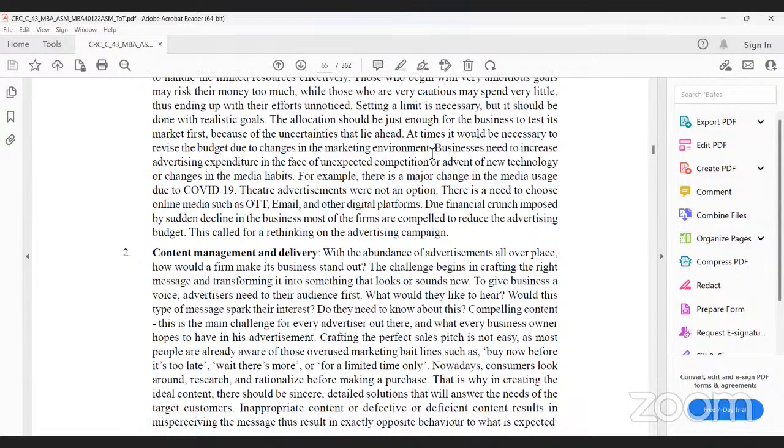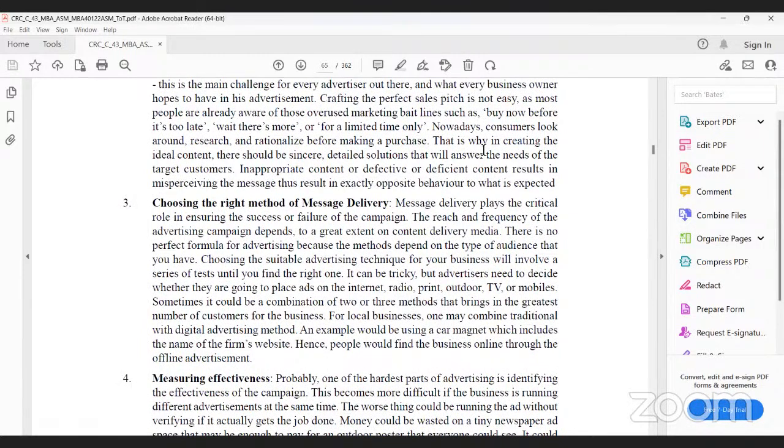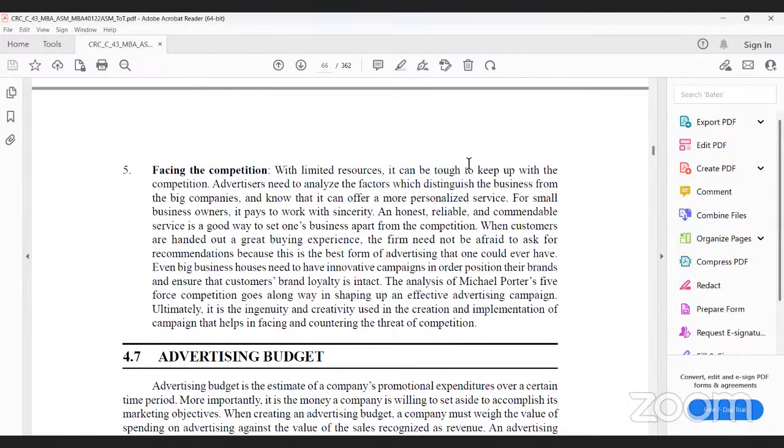With this abundance of advertisements, choosing the right method of message delivery matters. Message delivery plays a critical role in ensuring the success or failure of a campaign. The reach and frequency of the advertising campaign depend on all this, as do measuring effectiveness and facing the competition. With limited resources, it can be hard to keep up with competition. Advertisers analyze the factors which distinguish the business from the big companies and know that it can offer a more specialized service. Okay. For small business owners, it pays to work with sincerity, honesty, and reliable and commendable service.